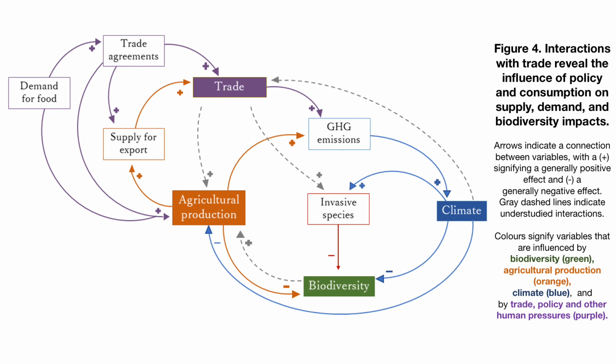We need to better understand how increased trade agreements affect agricultural production and how this in turn affects biodiversity. We also need to understand what other impacts trade has on biodiversity, for example, through invasive species. And we also need to think about how changed climate will affect the number of trade agreements. Which countries will become producers? Which countries will become importers? And how will this affect biodiversity and agriculture?